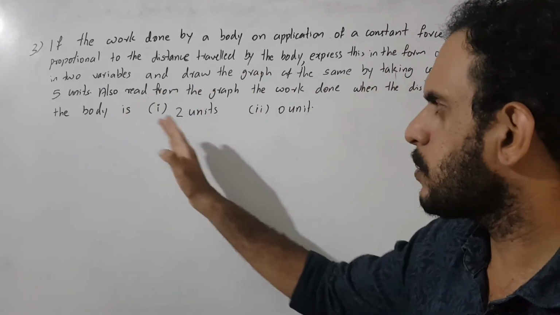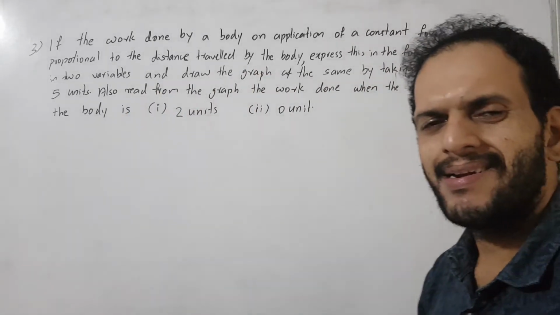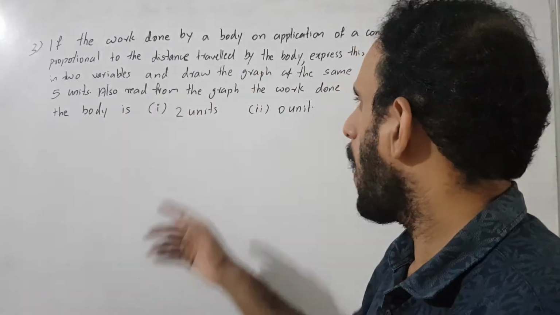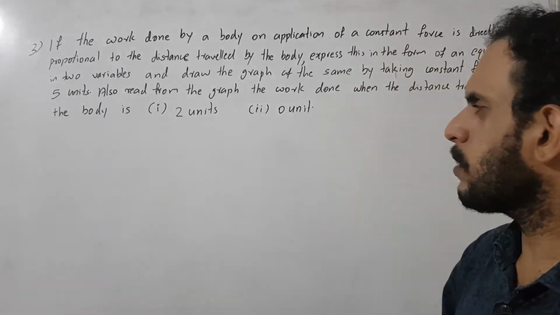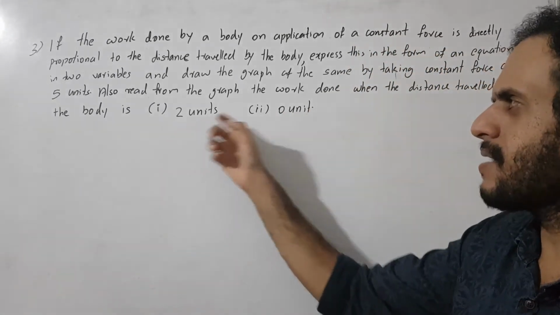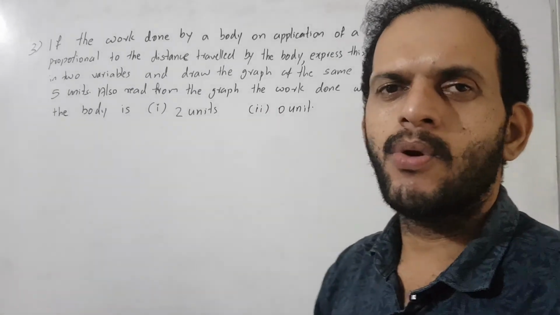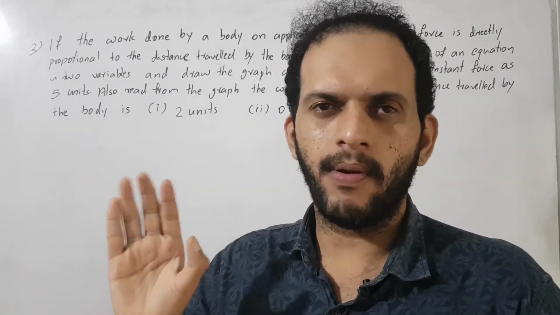If the body travels 2 units, we need to find what is the work done. Okay, and if the body travels 0 units, what is the work done? These two answers we need to find based on the graph, from the graph.